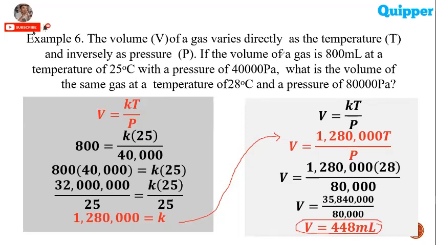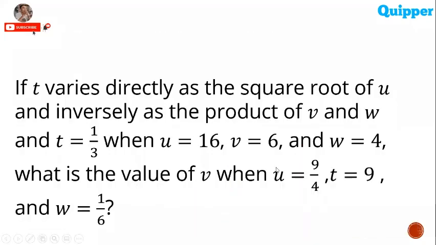Okay. For your independent practice, if t varies directly as the square root of u and inversely as the product of v and w, and t is 1/3 when u is 16, v is 6, and w is 4, what is the value of v when u is 9/4, t is 9, and w is 1/6?